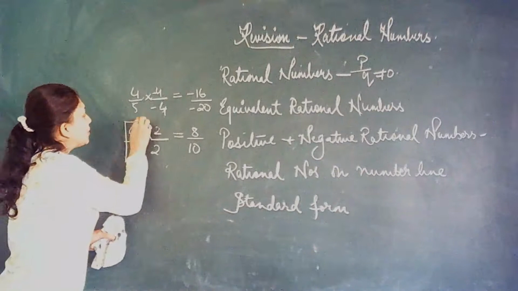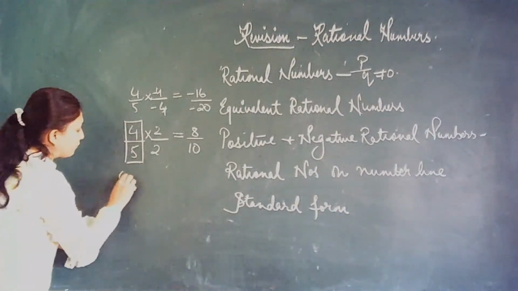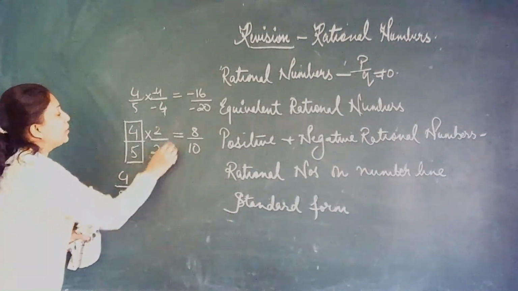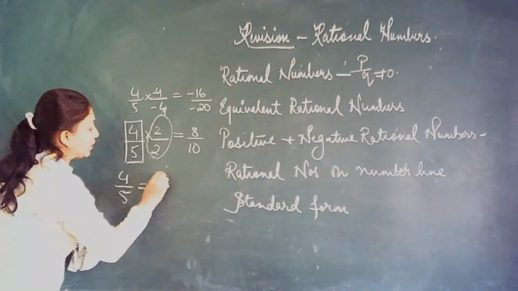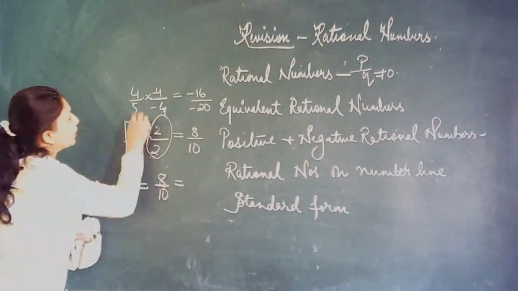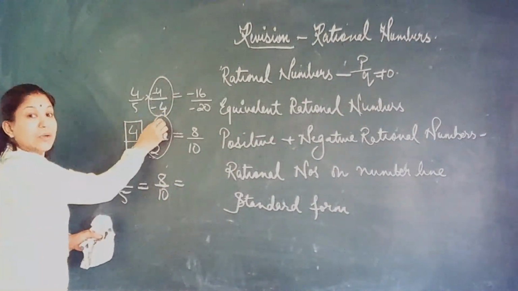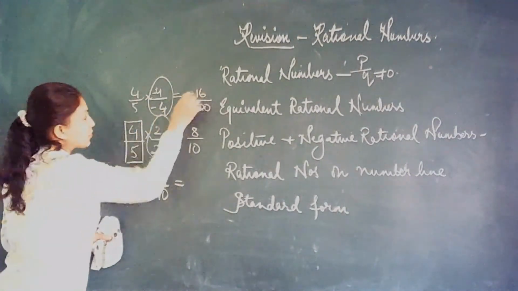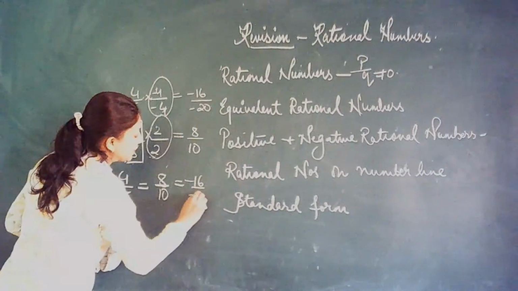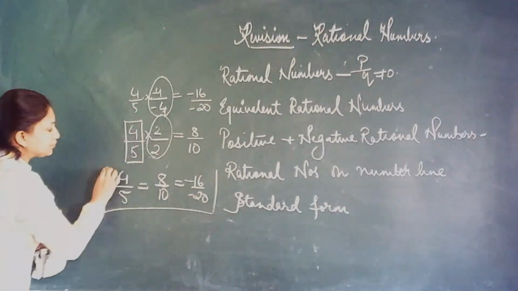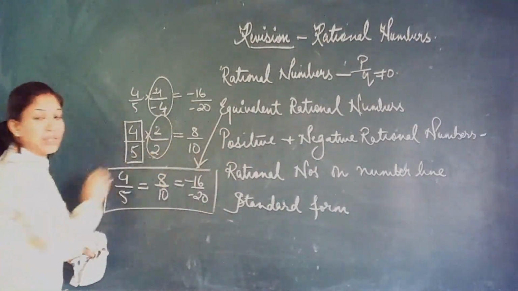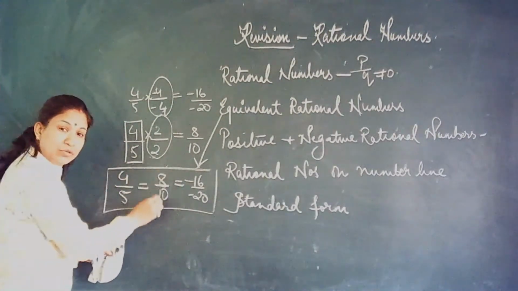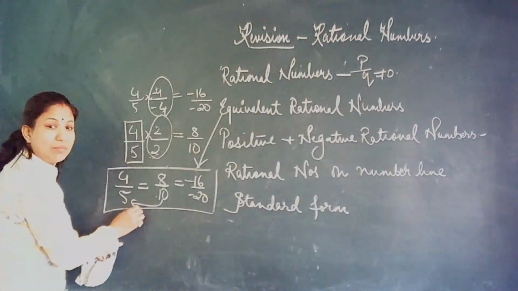So, what is the rational number here? What I have? 4 by 5. Now check. 4 by 5. When I multiply and divide it by 2, the same number, I got 8 by 10. And now when I multiply and divide it by another number, where this time both the numbers were negative, I got minus 16 by minus 20. What is this? This is nothing but the equivalent rational numbers. Why? Because if you reduce it, you will get the same number back.